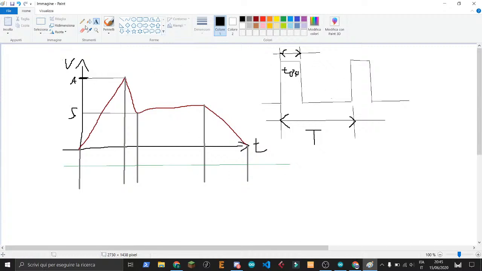And so since T on can only be less than or equal to T, this ratio goes from 0 to 1, and in percent terms, it goes from 0 to 100%. And this value V, that in this case is voltage, we can substitute with DC, duty cycle, in percentage, and we should be fine.